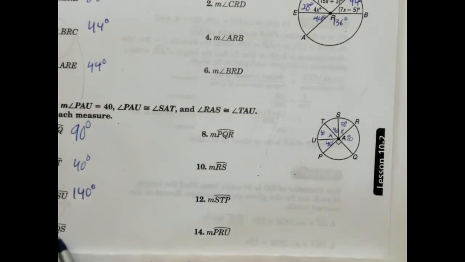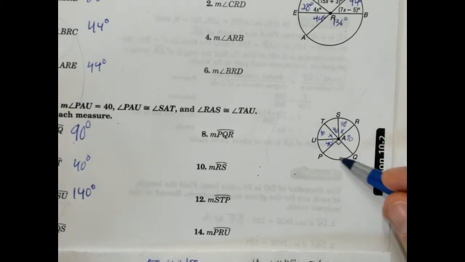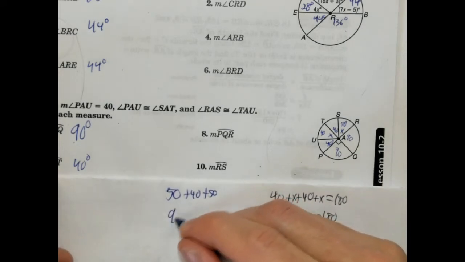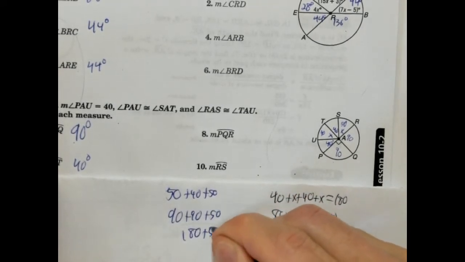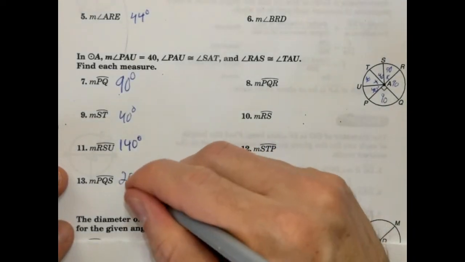RSU, yeah. And PQS, which would be from here, PQS. So it's all the way across. Again, this is 90. So 90 plus 90 plus 50. So 90 plus 90 plus 50 is going to be 180 plus 50, which is 230. Okay, so that's 230 degrees.